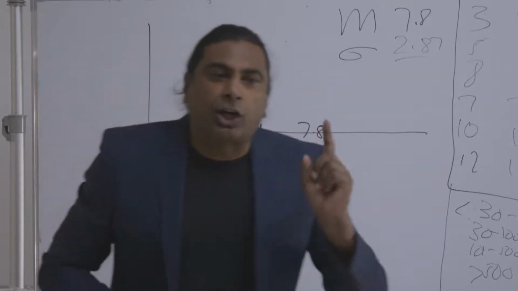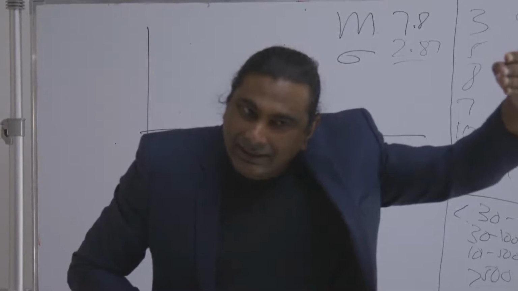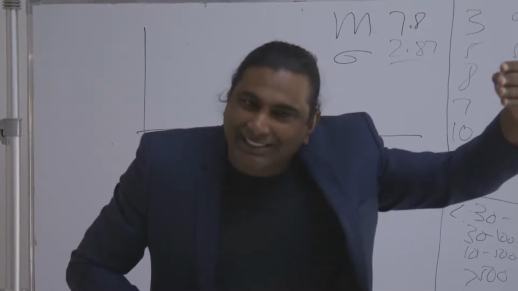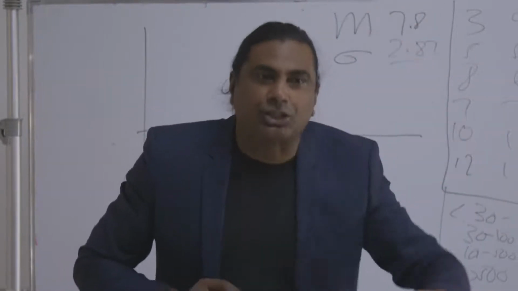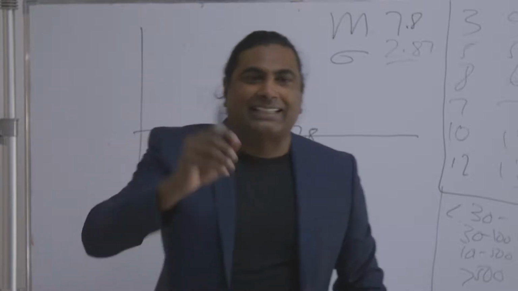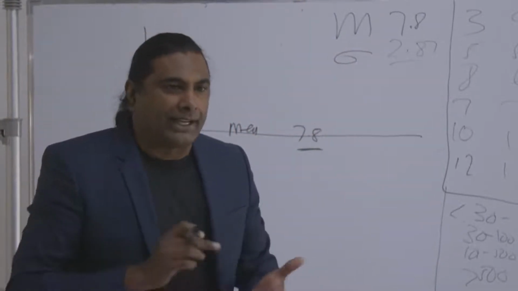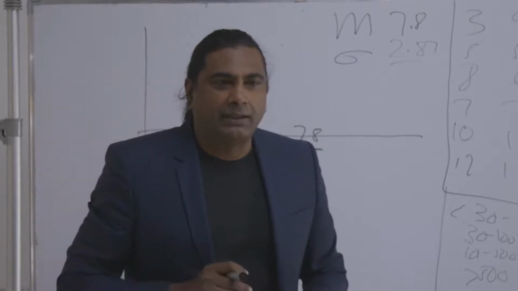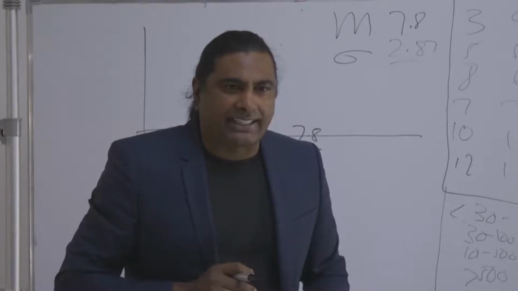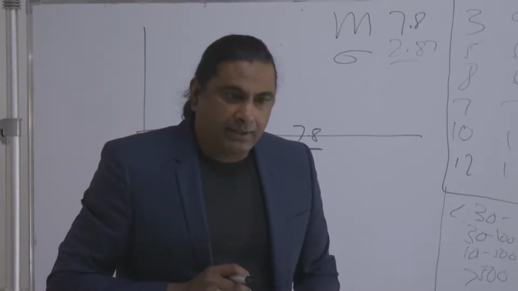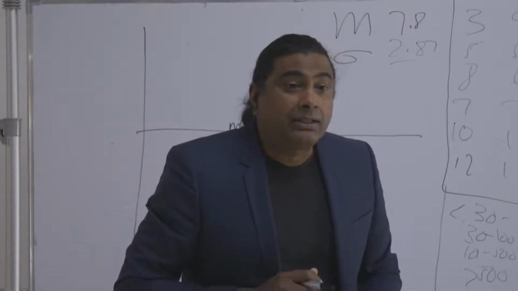7.8. Our upper control limit is the mean plus what? Plus 3 standard deviations. Good. What's 3 standard deviations? 3 times 2.87 is what? Calculate. What's 3 times 2.87? 8.61. Okay.